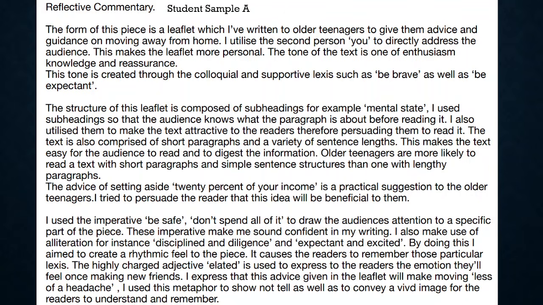Okay. The structure of this leaflet is composed of subheadings. For example, mental state, point, quote. I used subheadings so the audience knows what the paragraph is about before reading it. I also utilized them to make the text attractive to readers, therefore persuading them to read it. Point, quote, explain, expand.